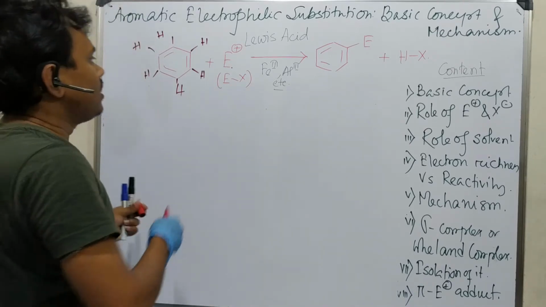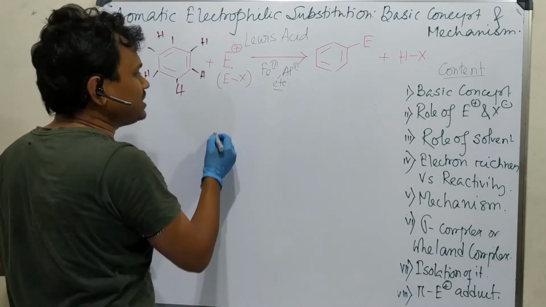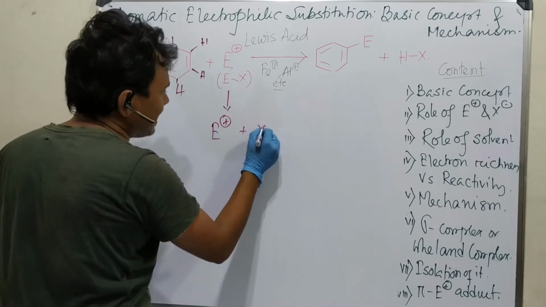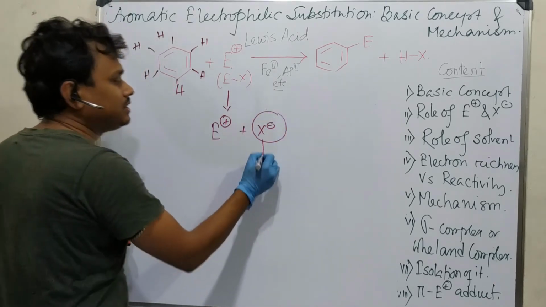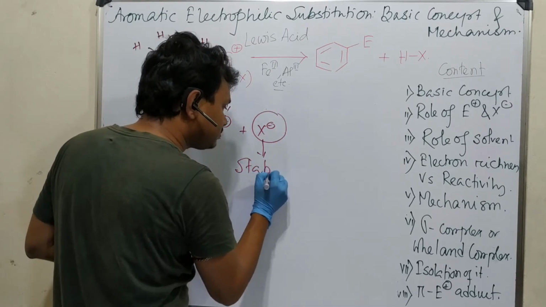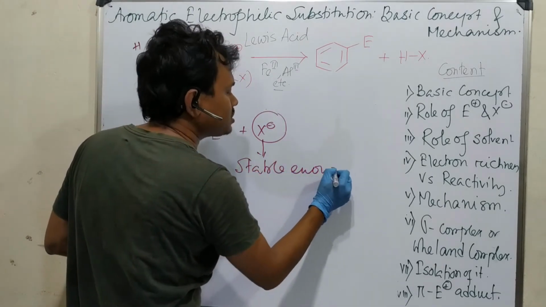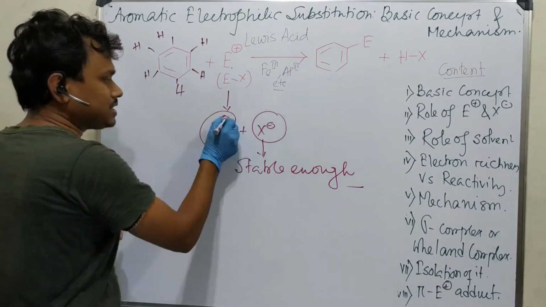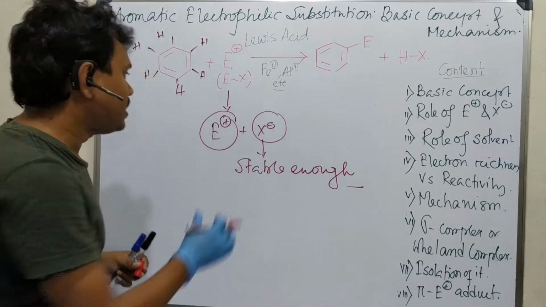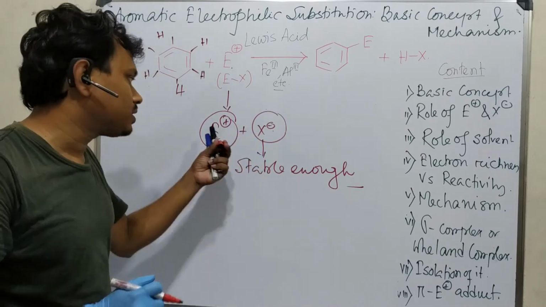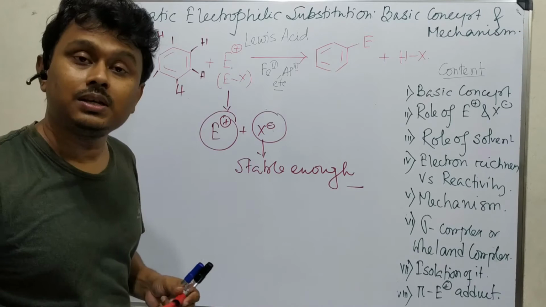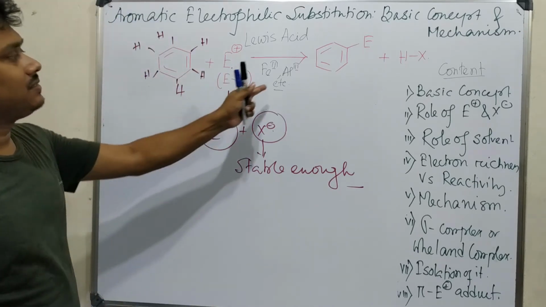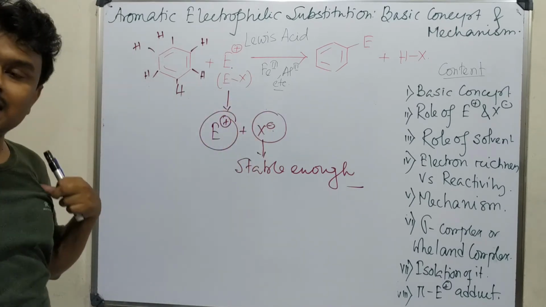Why EX? The reason for choosing EX is that EX will produce E plus and X minus, and another criterion is that X must be stable enough. Stable enough that it allows free E plus, because if it is not stable in this anionic form, it will try to combine with E plus, and if they combine, then the reaction will not happen properly. So that is the reason. Fine. Now we have discussed iron 3, aluminium 3, etc., which act as Lewis acids.